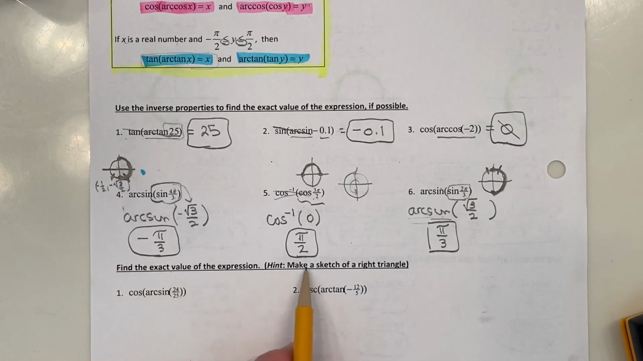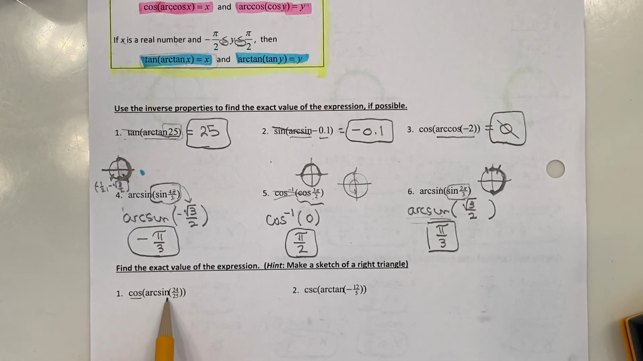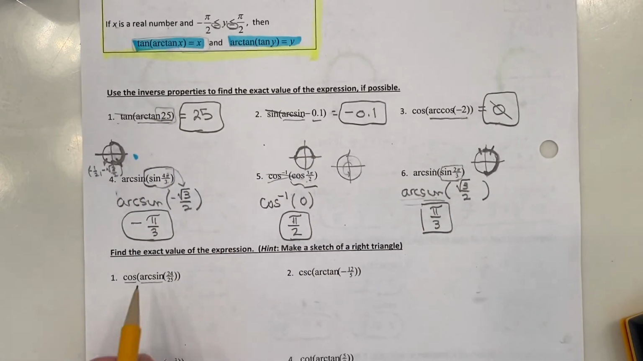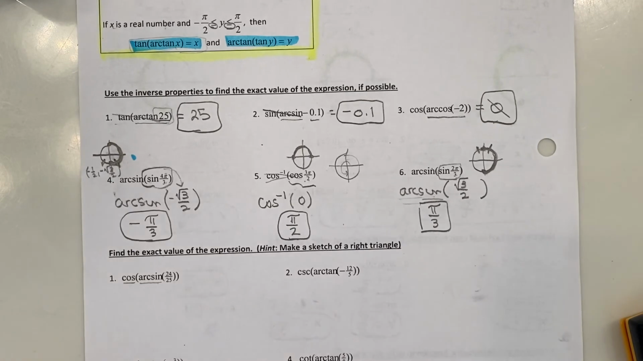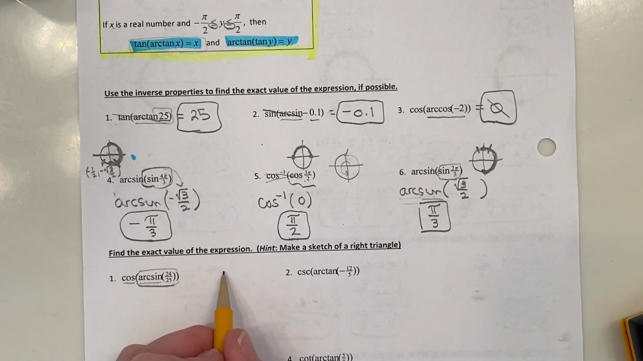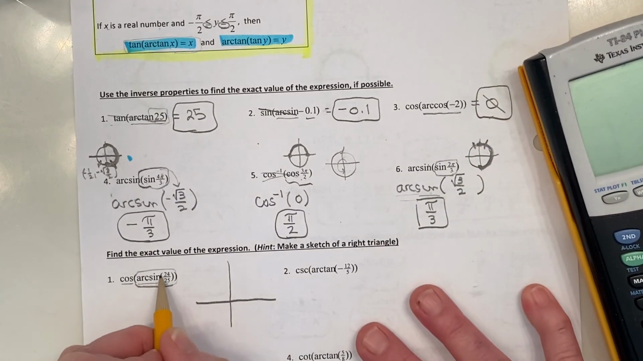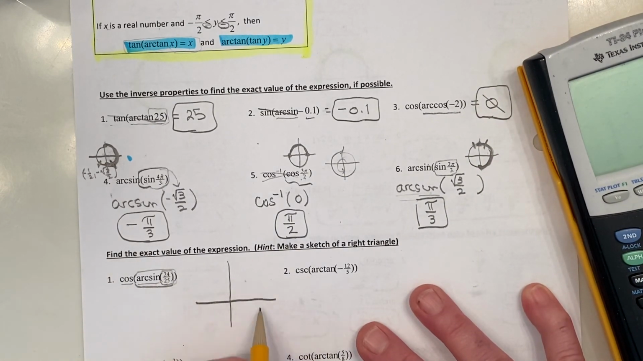All right, find the exact value of the expression. Notice here that I have a cosine of an arc sine, different from a double of the same type of function. So cosine, arc sine. These two functions are not the same. Sketch a right triangle. Let's go to the inside first: arc sine of 24 over 25. Arc sine is only going to be in quadrants 1 and 4, and this value is positive, not negative. Sine means y, this is a positive y, so I'm going to put my right triangle in quadrant 1.